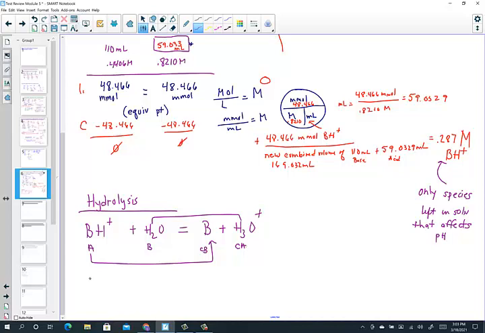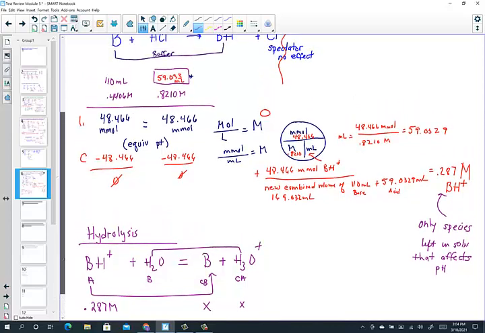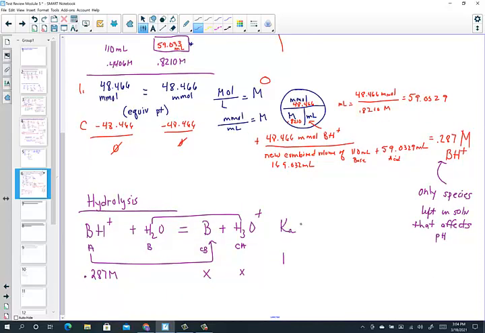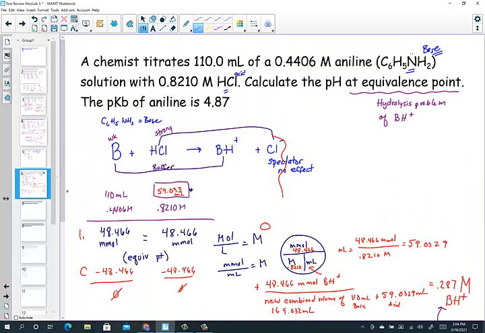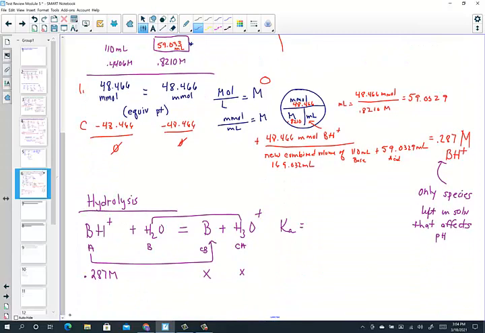And we can see that the concentration of the BH positive we've worked to find is 0.287 molar. Let's let the base be represented by X and the hydronium also be X. We need a Ka for this problem since we made hydronium. I've got to scroll up to find what we were given. 4.87 is the pKb. Let me write that down. That means the Ka or pKa, I can do that next.